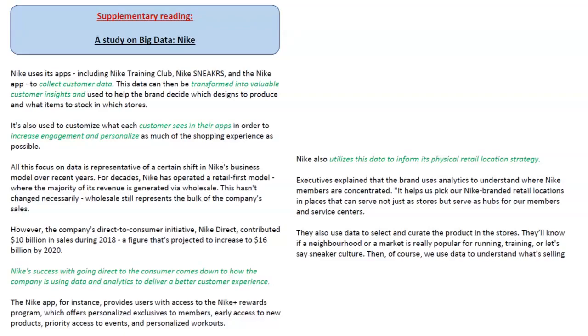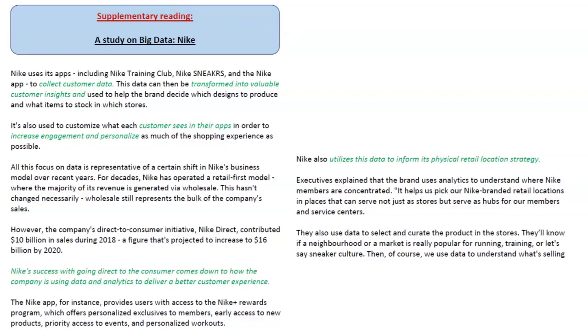So the company's direct to customer initiative, making sure that they deal with the customer directly through its apps, through its website, costs Nike a lot of money, obviously, but the revenue that it generates, the after sale benefits that it generates by being connected to the customer is unparalleled. Nike's success with going direct to customer comes down to how the company is using data and analytics to deliver better customer experience.